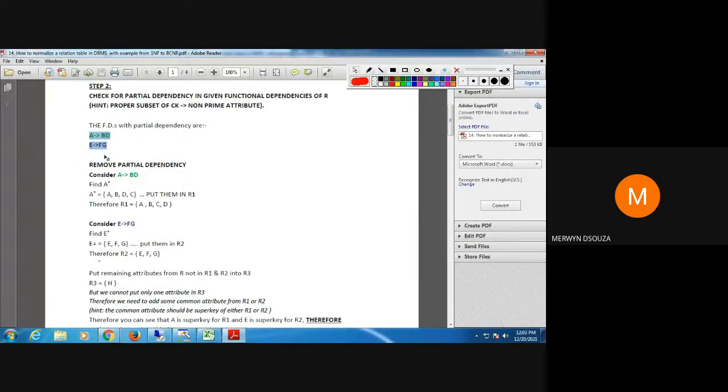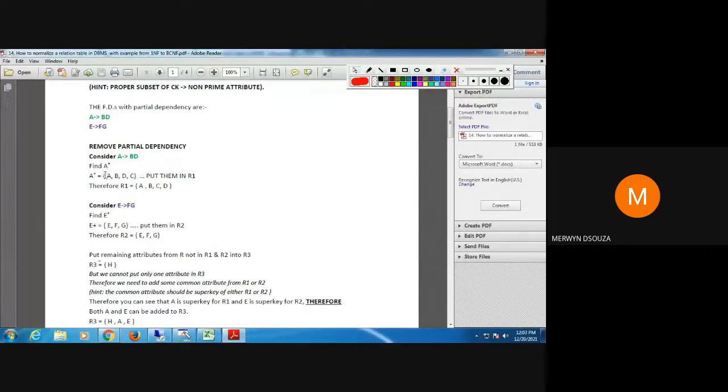When removing the partial dependency, first consider the functional dependency A determines BD. Find the attribute closure of the left-hand side, A. You will find the attribute closure of A is A, B, D and C. All these attributes you put into a set R1. So R1 is A, B, C and D. You can arrange this in alphabetical order too, it makes no difference.